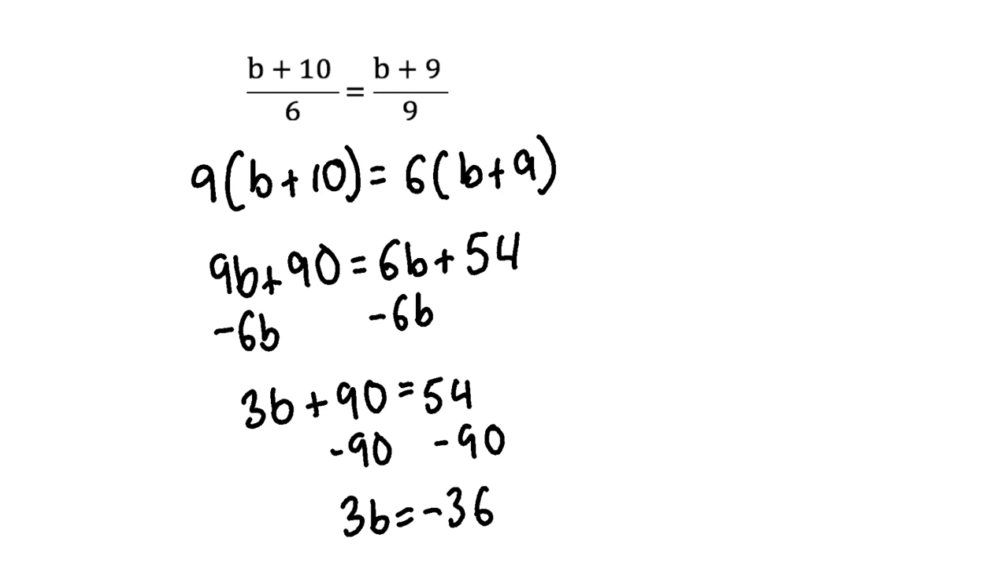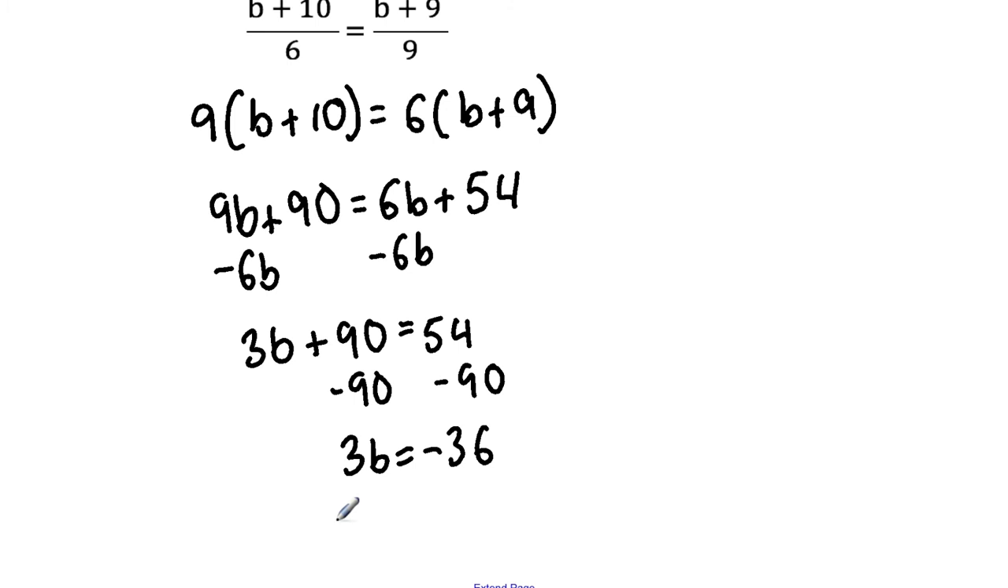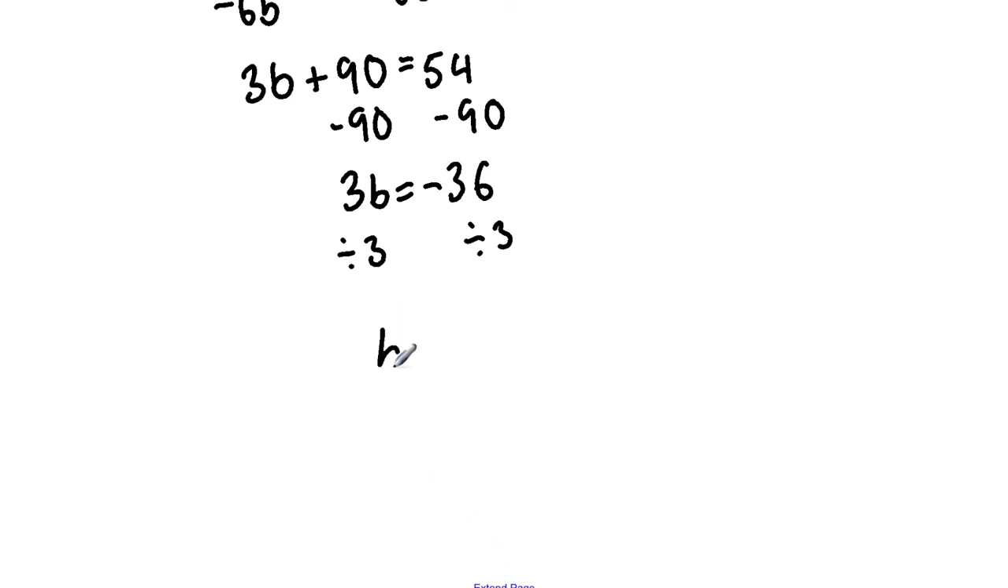I'm then going to divide 3 from both sides. So we should have, divide 3 here, 3 here. So b is equal to negative 12, and that's our final answer.